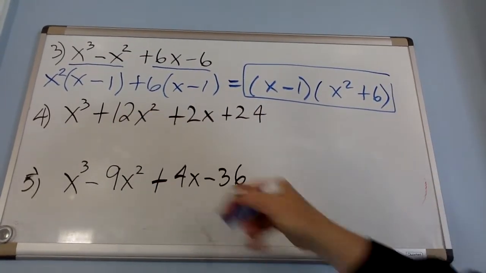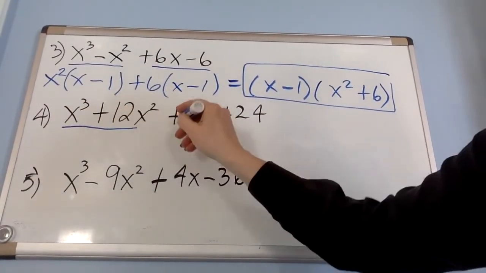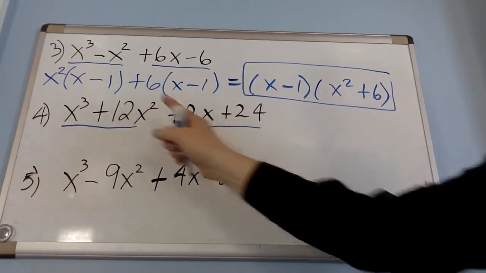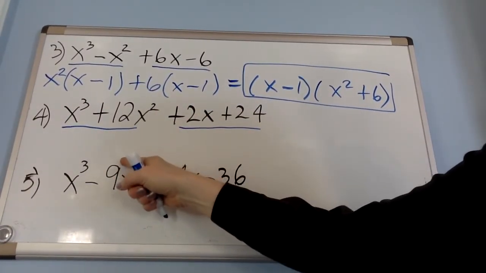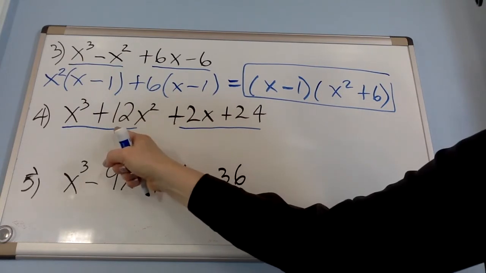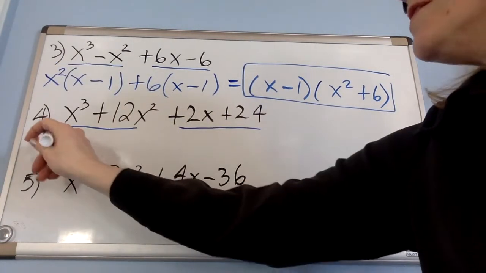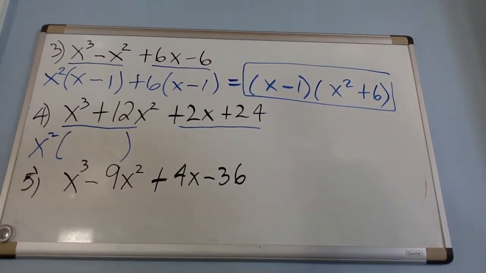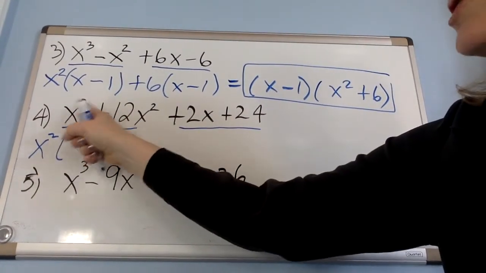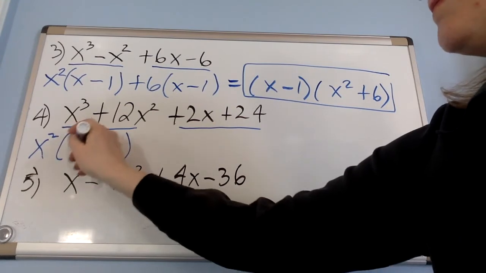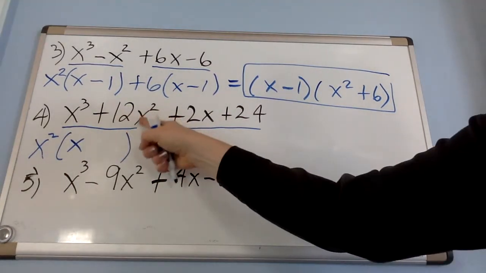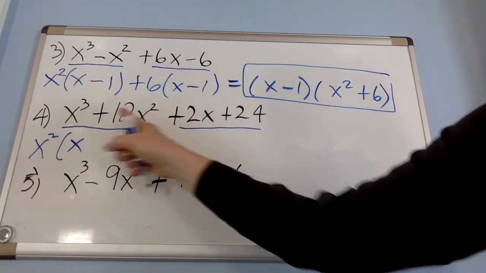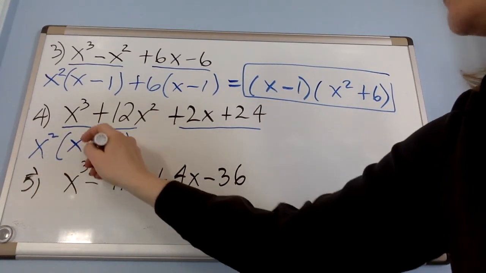Let's take a look at number 4. Again, let's set it up into two groups. The greatest common factor here, again, is x squared, right? Just like it was here. So I'm going to pull the x squared outside the parentheses. Inside the parentheses, x cubed divided by x squared is just x. Positive 12x squared divided by x squared, that's just going to be positive 12.